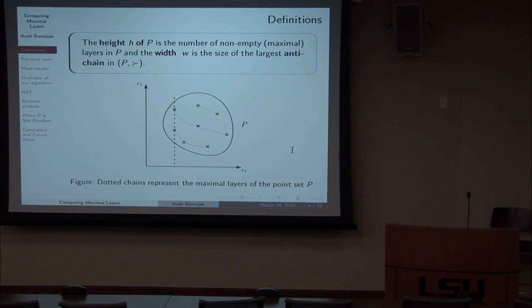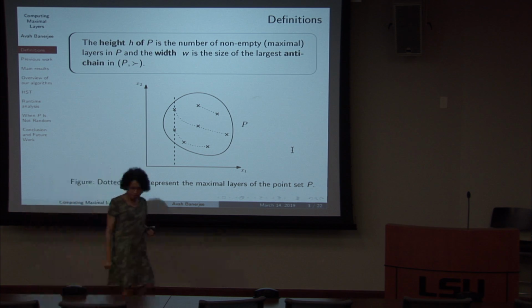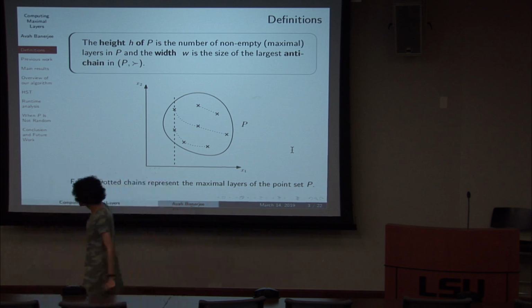So in this case, if they form like a cycle, none of them dominates the other points. They're all in the same maximal layer. How can you say that none of them dominate? Shouldn't the rightmost and the leftmost dominate? Well, in order to dominate another point, you have to dominate in every dimension. But there's only 2 dimensions here.